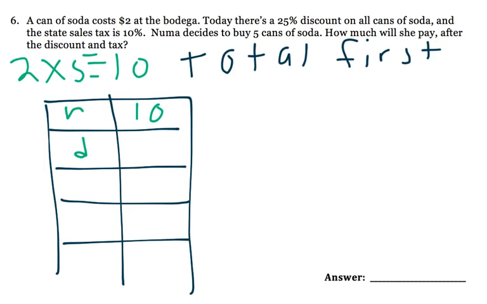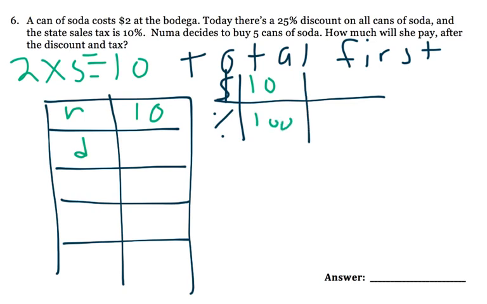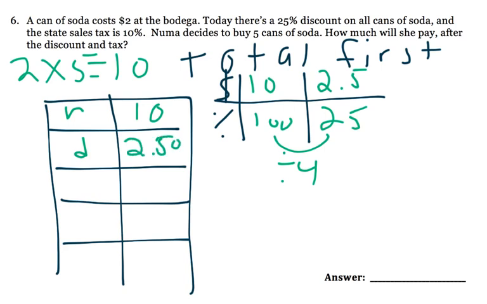Next, we still need to find the discount. To do this, we can, again, use our good old ratio tables, starting with $10 at 100%, and then dividing by 4 to get to 25. So then 10 divided by 4 is just going to be 2.5. So our discount is going to be $2.50. So the new sales price, which I'm marking N, is going to be 10 minus 2.5, or $7.50.